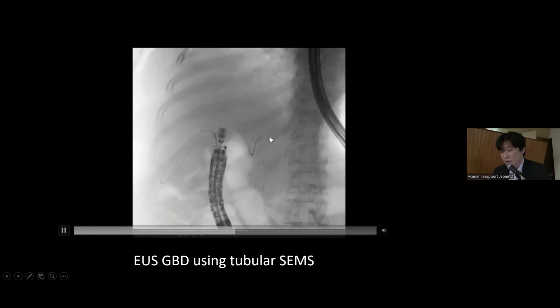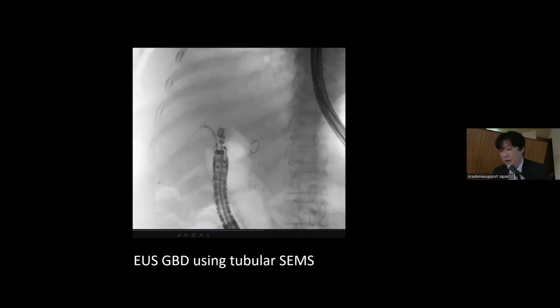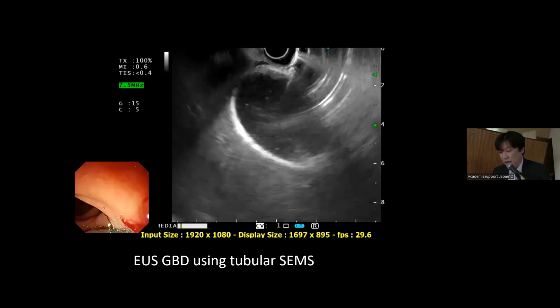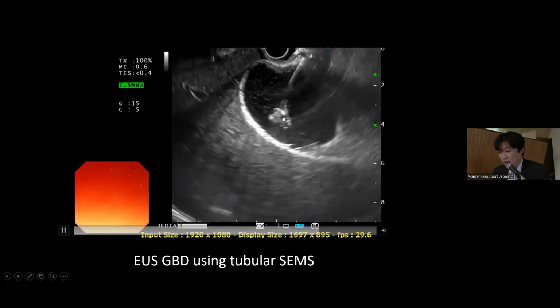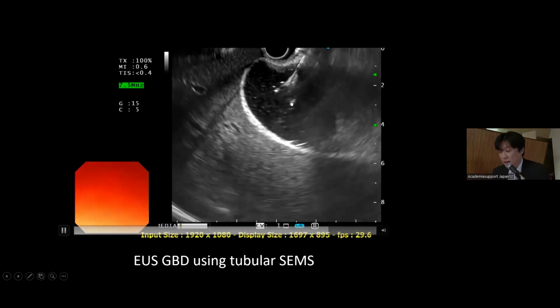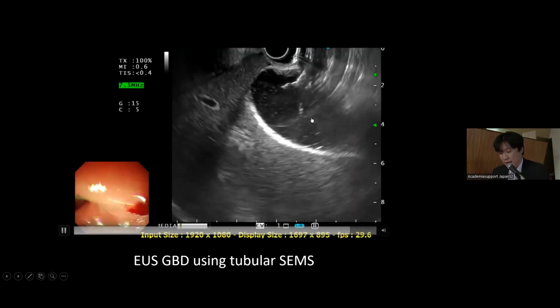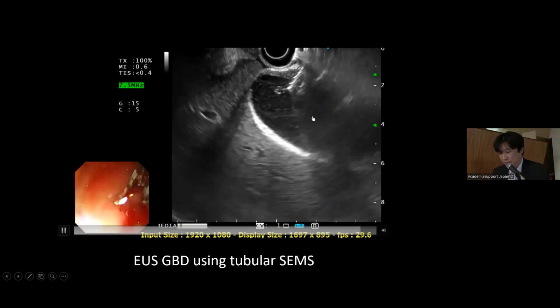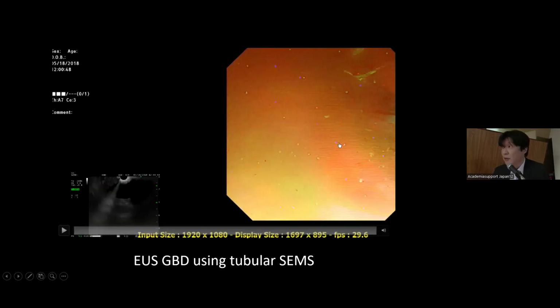After that, because in this patient we approached the transduodenal approach, we used stent placement without tract dilation. You can see the stent deployment process. You can see on the US image, the tubular SEMS was placed correctly. After that, successful USGBD was performed.